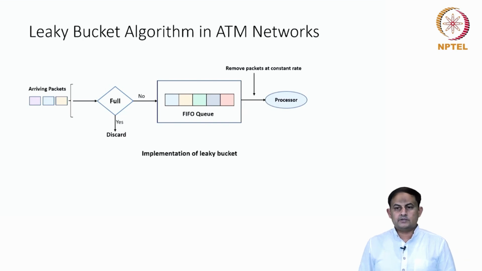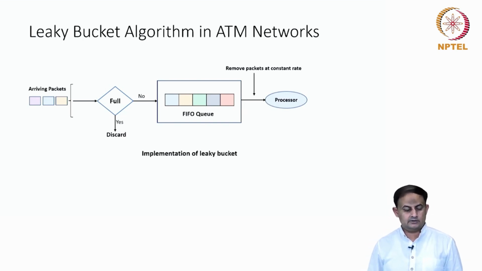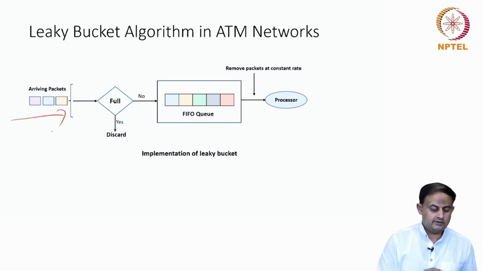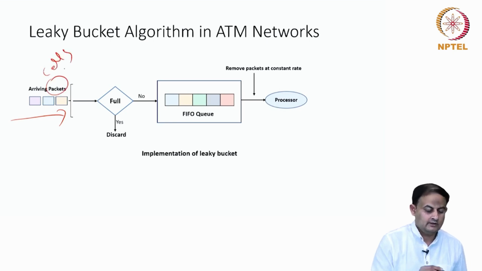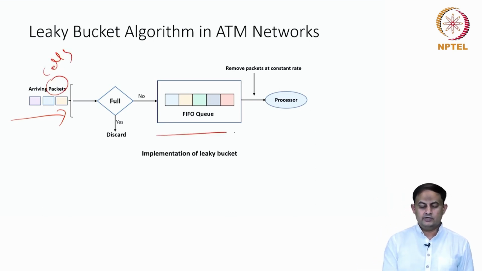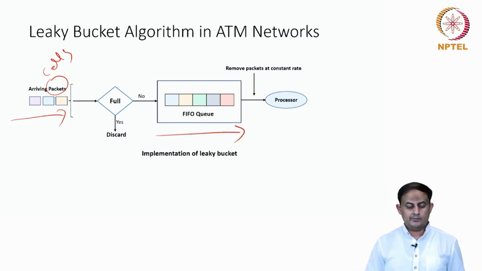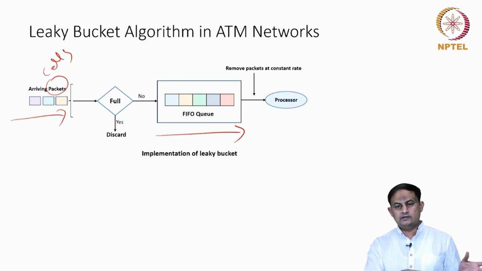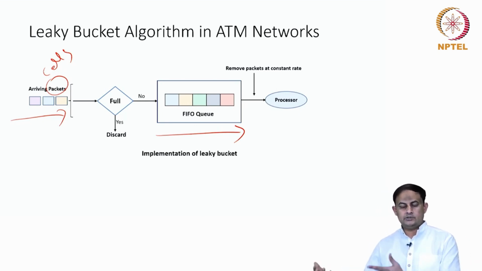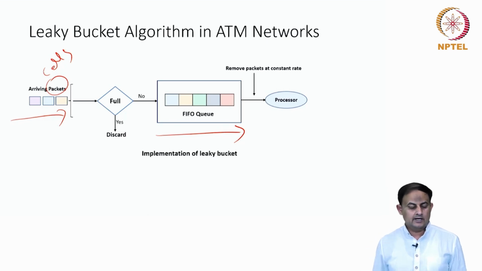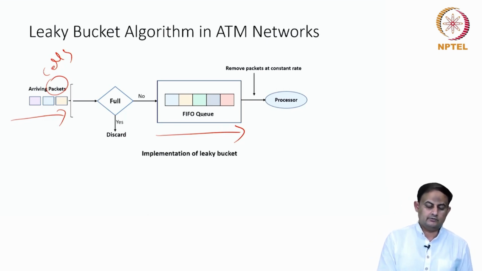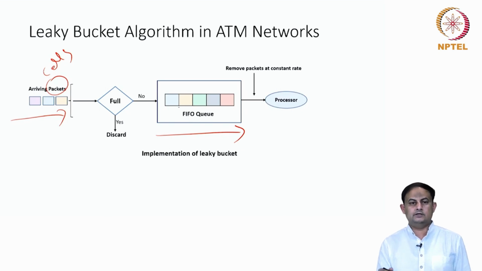Here is a picture showing how exactly the leaky bucket algorithm works in ATM networks. The cells are arriving on the left-hand side. What is shown as packets is technically the cells, and there is a queue here, which is where the buffer or the bucket is. This bucket is operating as a FIFO queue, where the first cell that came into the bucket is the first one exiting, and every time a cell arrives you ask whether this bucket is full or has capacity.